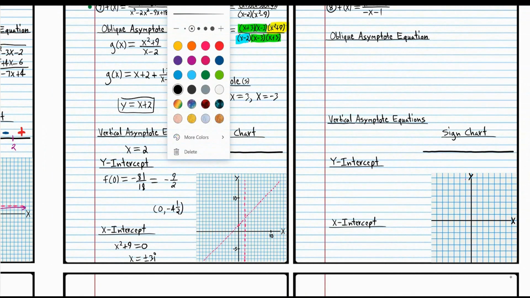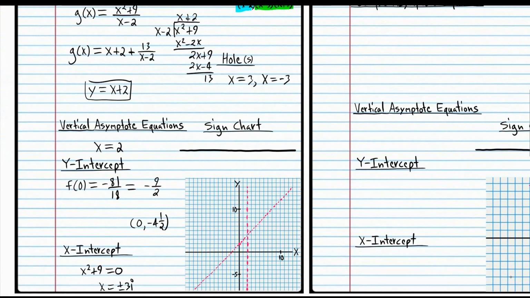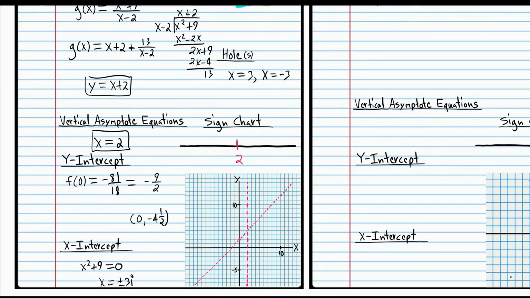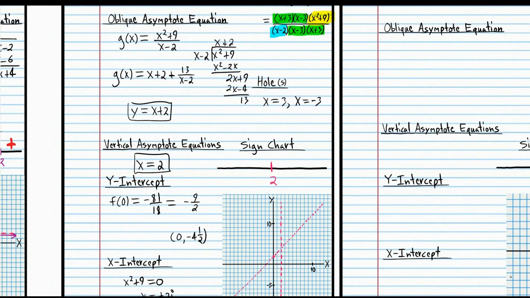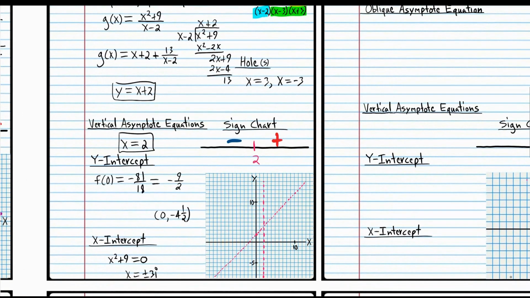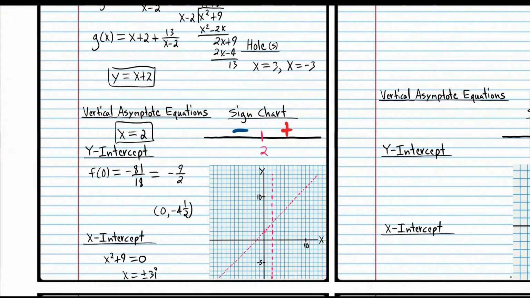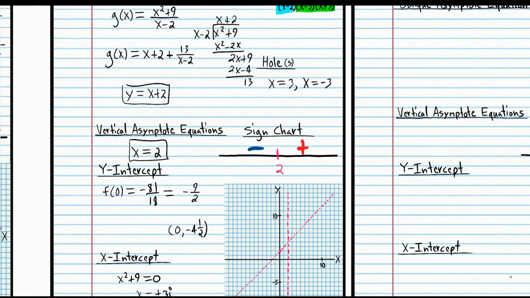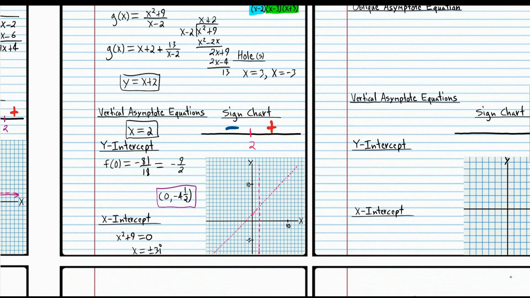So now we can do a sign chart. We only really have one value to worry about, the vertical asymptote. Plug in 0 and you get a negative number. Plug in 3 and you get a positive number. So our graph should be above the x-axis to the right of x equals 2. And let's see.